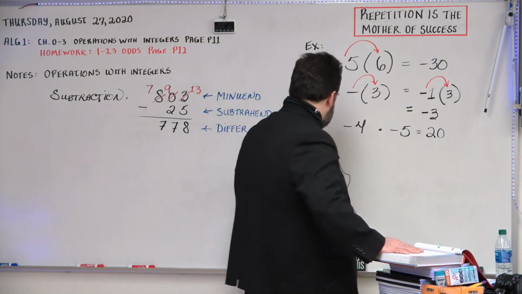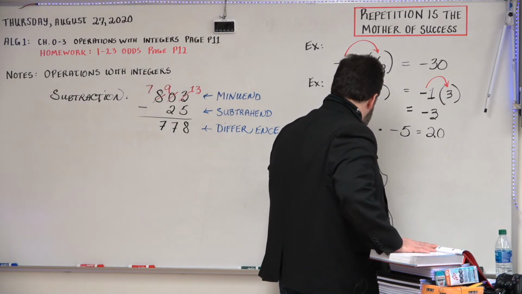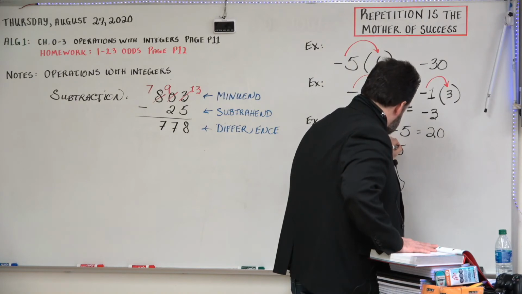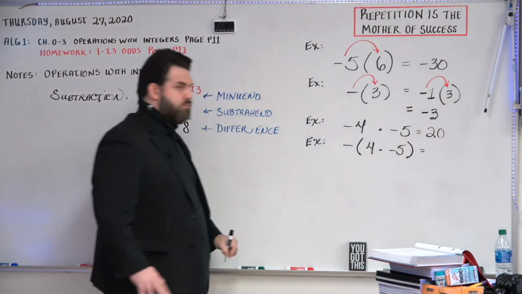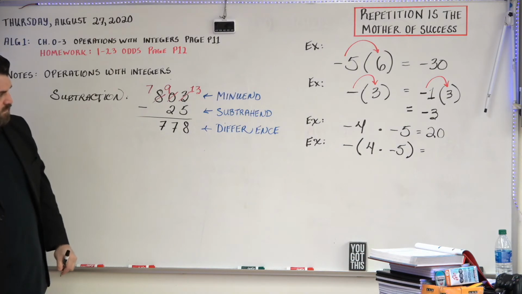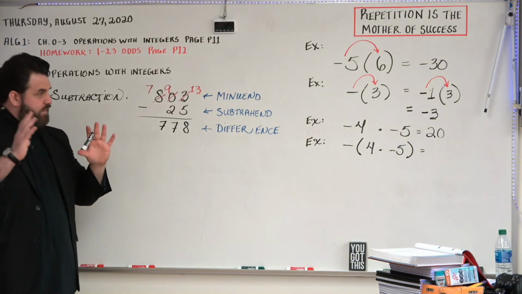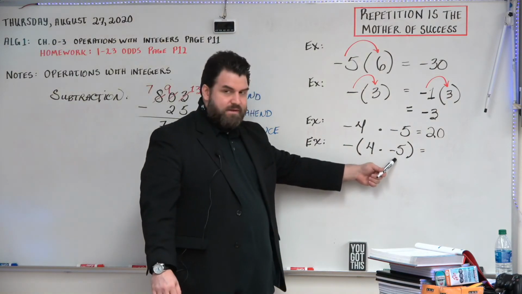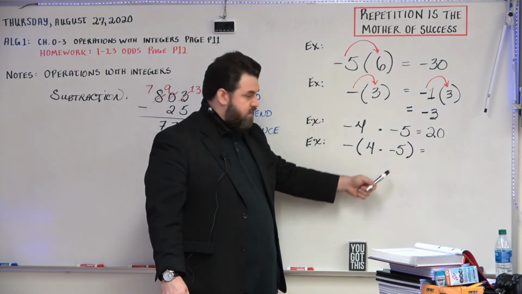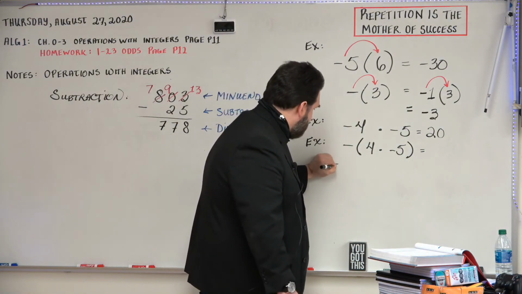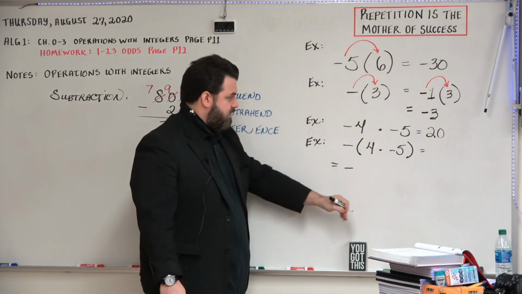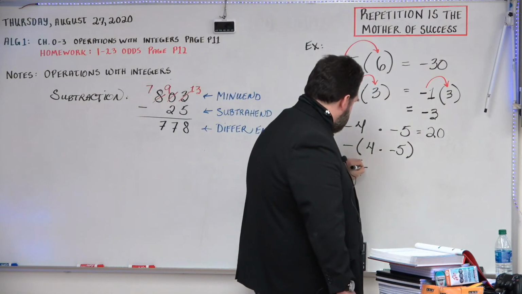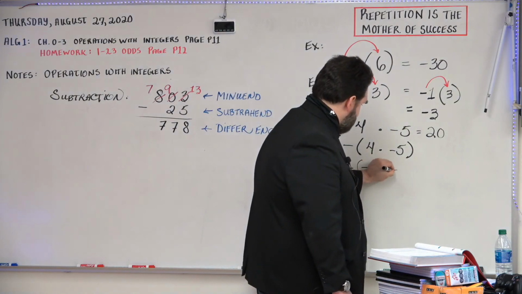And how about this? Let me write this here. Uh-oh. So we got to do the thing in the parentheses first. What is 4 times -5? -20, right? So maybe we want to come down here and say, all right, so write this down. We're going to do a second step. Negative, open parentheses, -20. Now what?